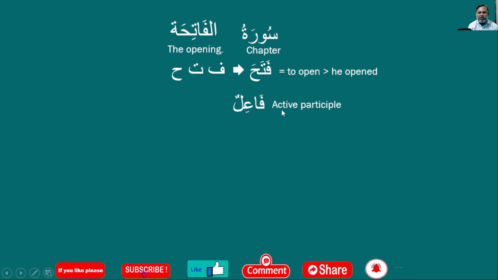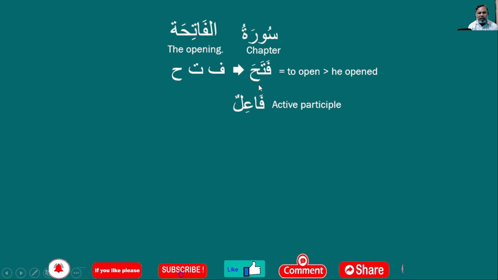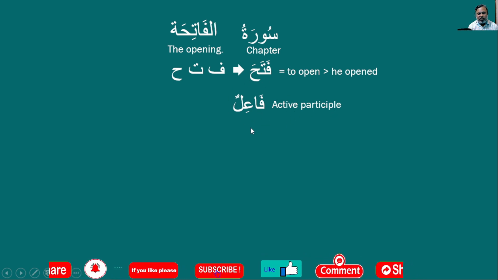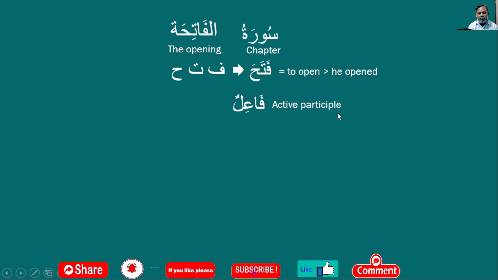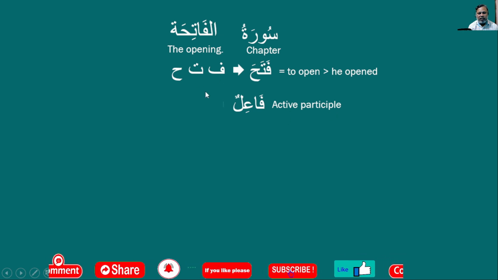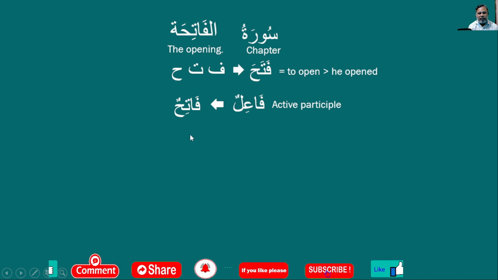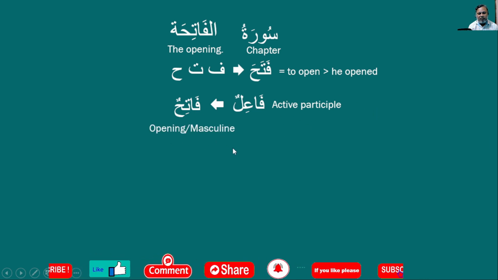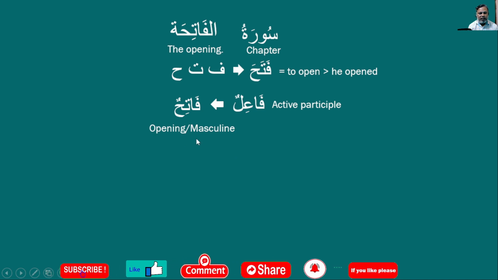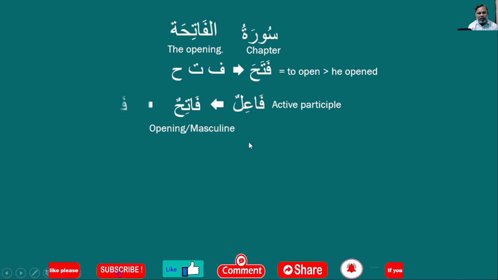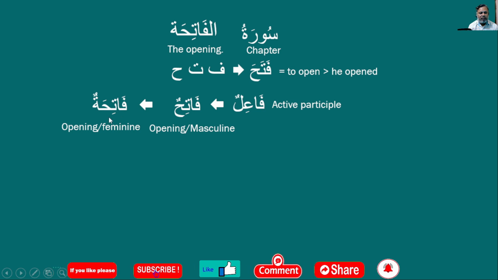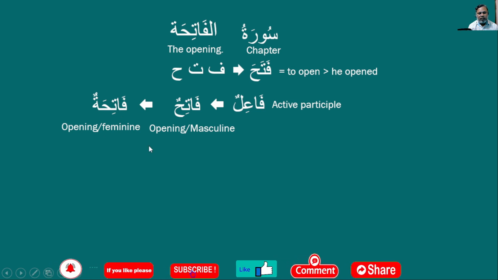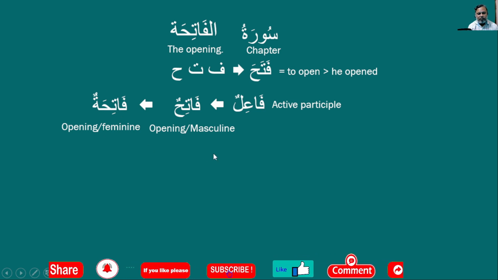Now, if you remember the active participle formula, Fa'ilun. Fa'ilun is the active participle formula. If we replace it with Fataha, it will be Fatihun. The meaning of the active participle is opening. Fatihun means opening, and is masculine. And the feminine will be Fatihatun. Fatihatun is the feminine.